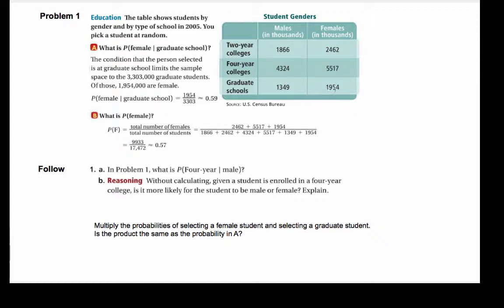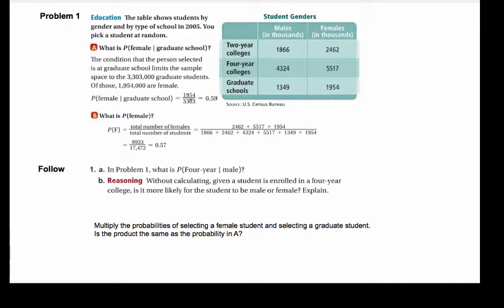So we need to take this, tack on 3 zeros because it's in thousands, and we have our actual value. So what is the probability that we have a female given that they're in graduate school? Well, it's 1954 over 3303, which is approximately 0.59.